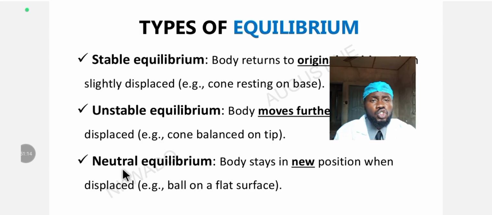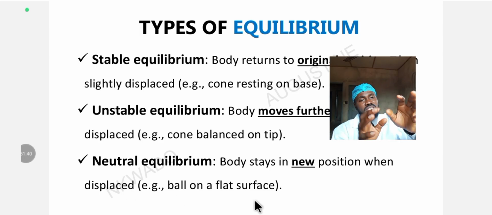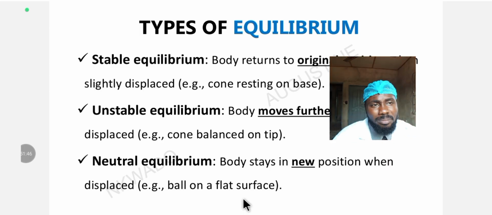Then let's look at the neutral equilibrium. For a body to have a neutral equilibrium, the body stays in a new position when displaced, an entirely new position. So the equilibrium is neutral. For example, a ball on a flat surface. You put a ball on the flat surface, you displace it, you roll it. It's just going to move to a new position. Bye-bye to your ball.